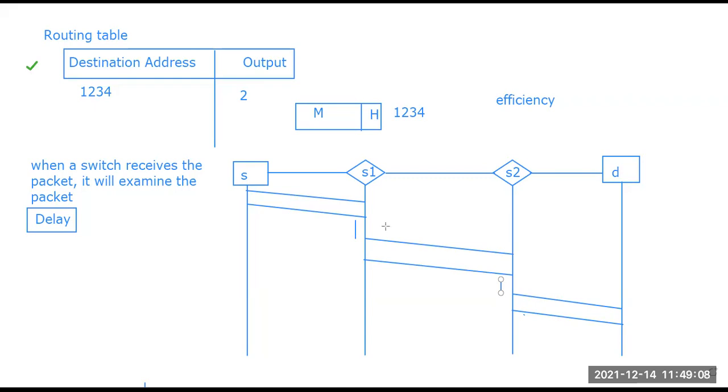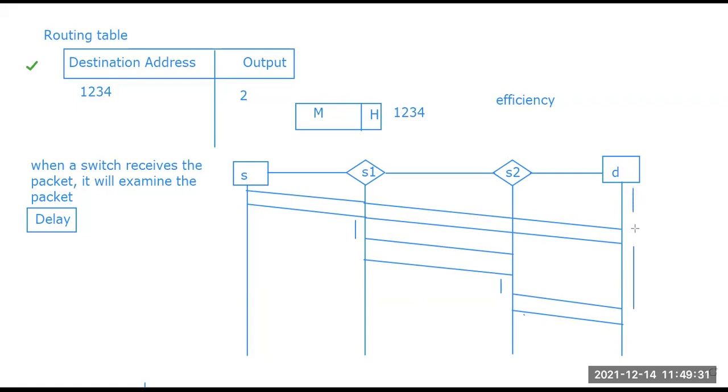If we consider that there is no delay, then the message should reach its destination in that particular time. But the message has reached after this particular period, right? So this is called a delay.